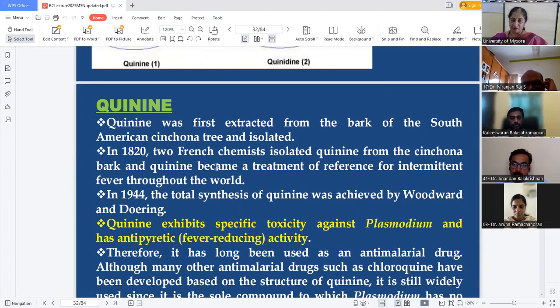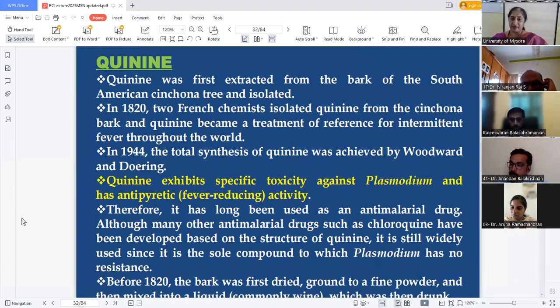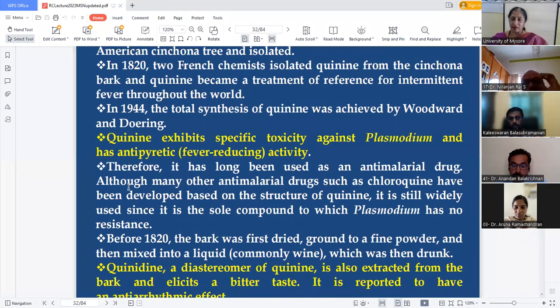And it became a boon for the treatment of intermittent fever throughout the world. Woodward and Doering in 1944 achieved the artificial synthesis of quinine. It is one of the drugs used against Plasmodium species, and it also has fever-reducing ability. Though several analogs such as chloroquine have been developed based on the structure of quinine, resistance has developed in species of Plasmodium, and therefore quinine is still used.